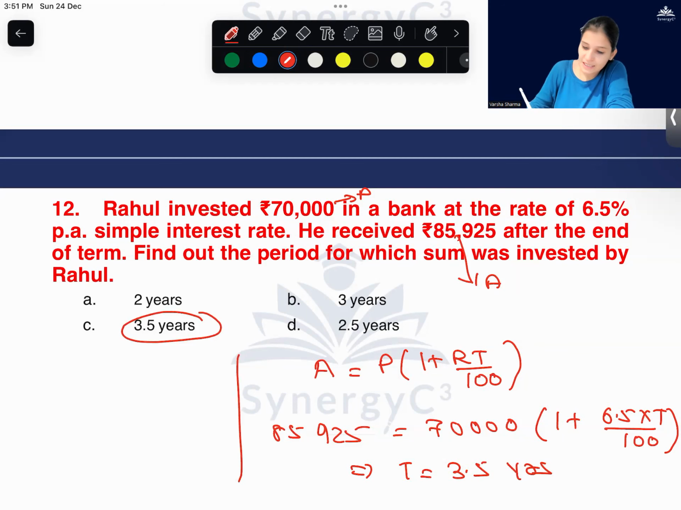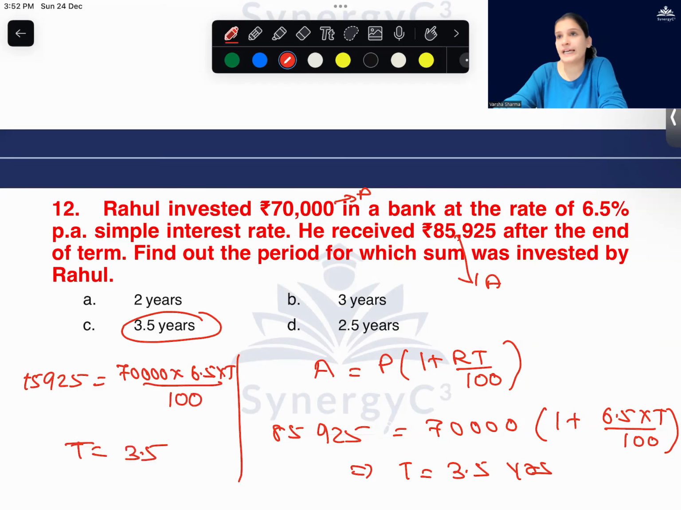You could have also done it in this way. If you would have subtracted amount and principal, you would have got your interest, 15,925. Principal is 70,000 into time. Rate is 6.5. Time is missing. In that case also, you could have got time as 3.5. Anyway, now. Dhruv? Everyone okay?